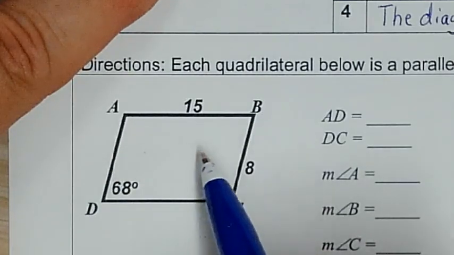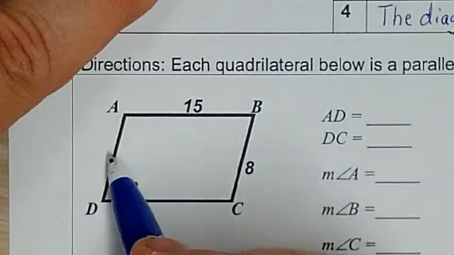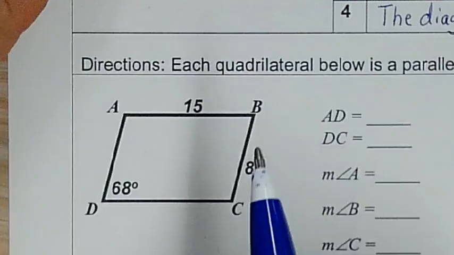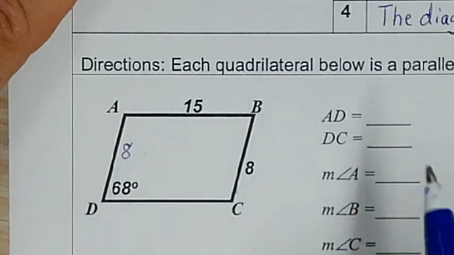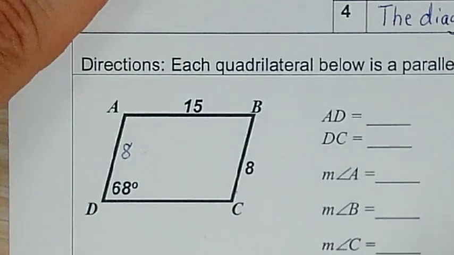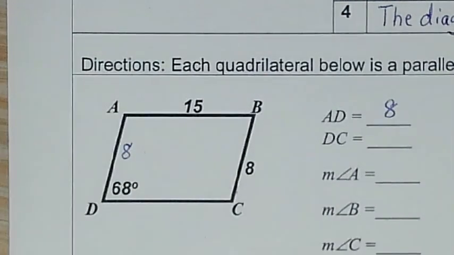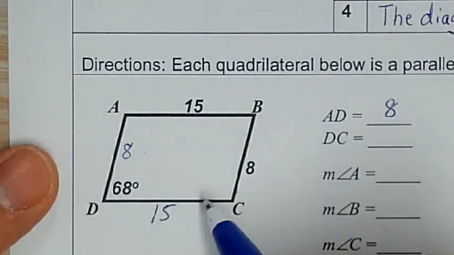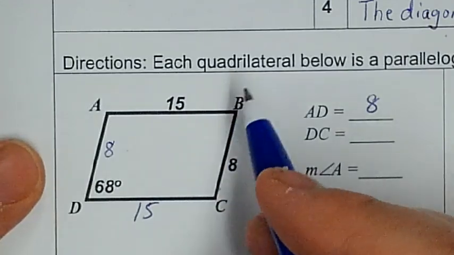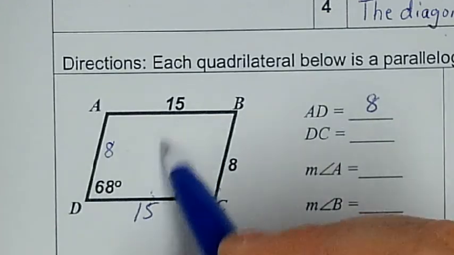BC, which is 8. So guess what? Since opposite sides of a parallelogram are congruent, and this side is 8, then this side is 8. So AD is 8. What do you think DC would be by the same token? It'd be 15. So if I say, why is DC 15? Because opposite sides are congruent, and the opposite of the bottom is the top. Those are the same. So DC is 15, whether it's 15 inches, 15 miles, or 15 feet.